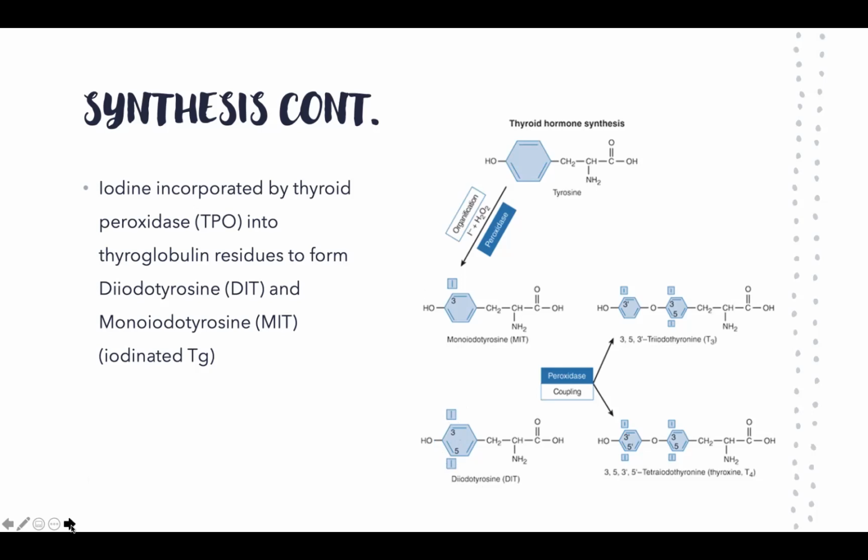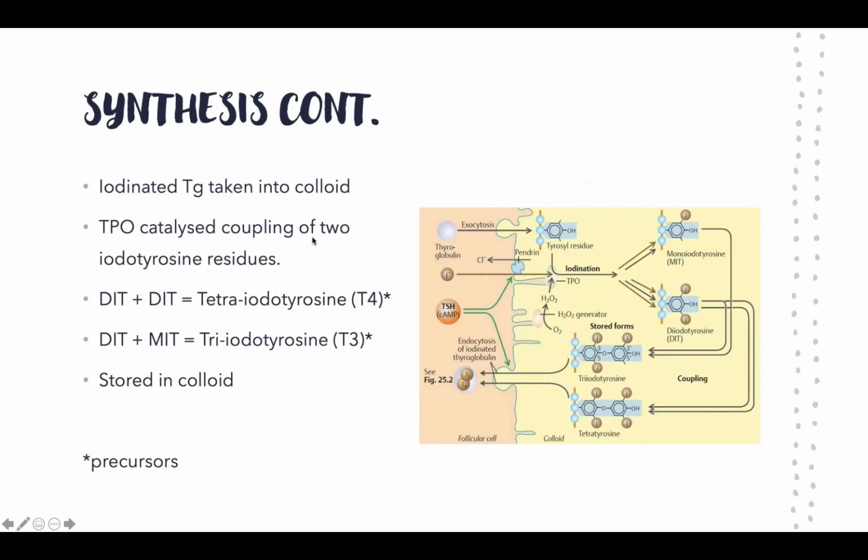So next step is, now that these thyroglobulins have been iodinated, they're taken into the colloid. So they enter the colloid. So there's MIT and DIT. They've already got there. You can see the iodine anions have been attached. Now they can combine to create our precursors of T3 and T4.